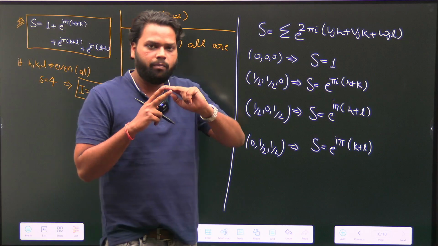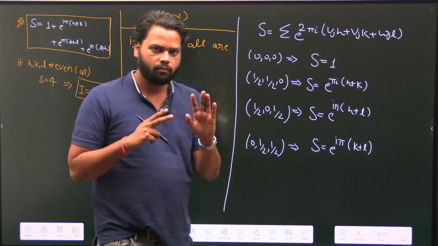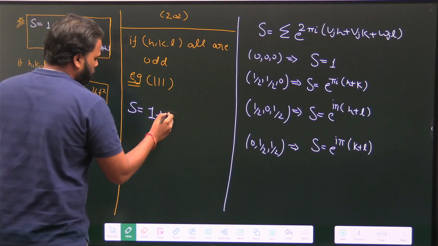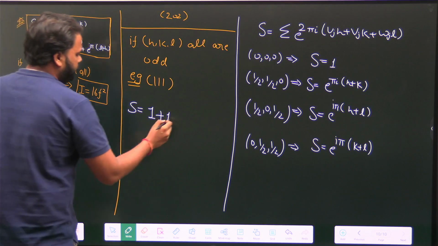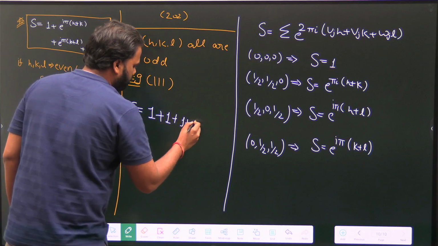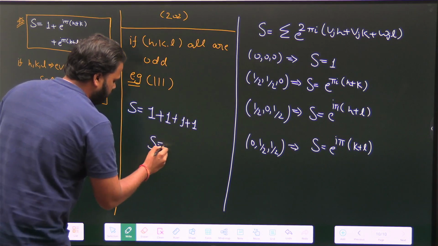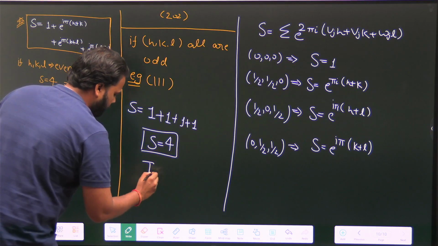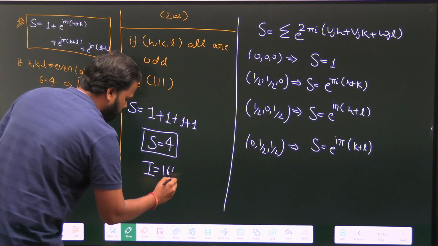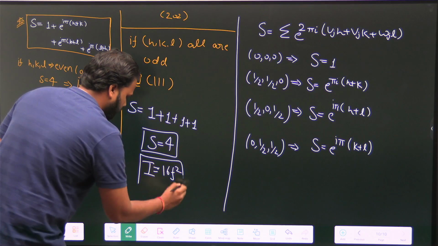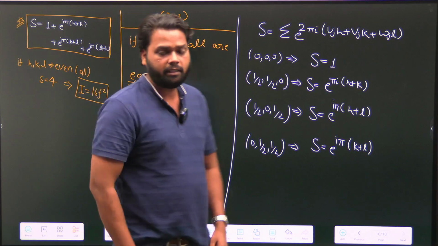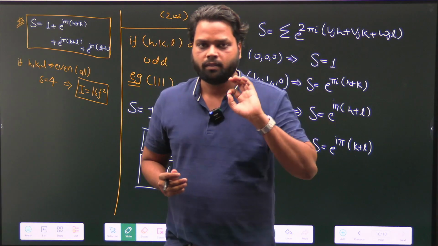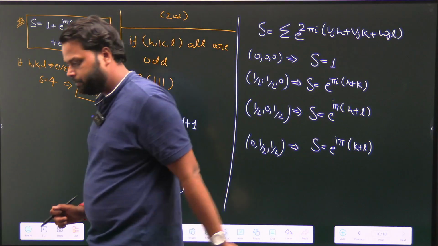Sum of two odd numbers will also be even, right? So 1 plus 1 is 2, e to the power 2 pi i, that is 1. Similarly, this factor will also be 1 and this factor will also be 1. Hence, the value of s you are getting is 4 again. Hence, the intensity will be 16 f square. We don't care how much intensity is coming, we just need to see that the intensity is non-zero. That means we are getting the peak, right?